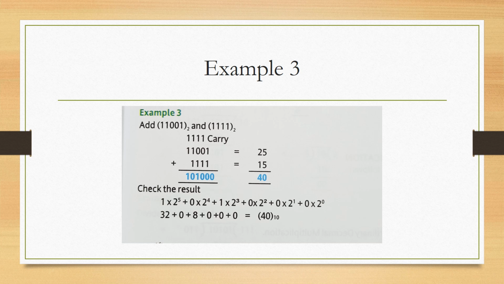Let us go with the third example of binary addition. 11001 and 1111. When we add these numbers, we get the last digit as 1 plus 1 is 10 with carry over 1. 0 plus 1 is 10 by the carry.